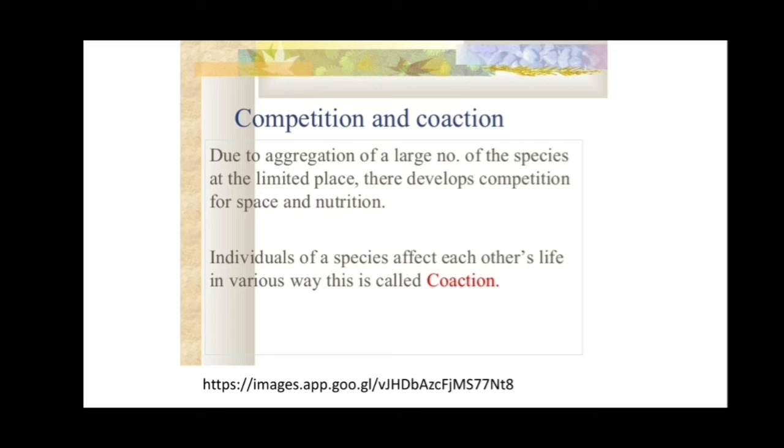Competition and coaction. Due to aggregation of a large number of species at a limited place, there develops a competition for space and nutrition. When individuals of a species affect each other's lives in various ways, it is called coaction.